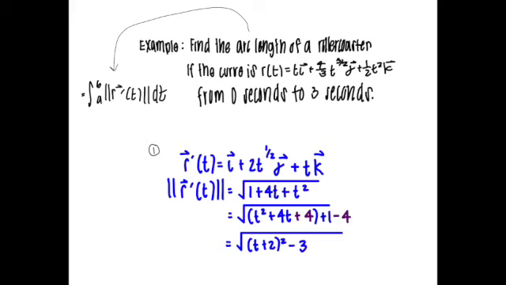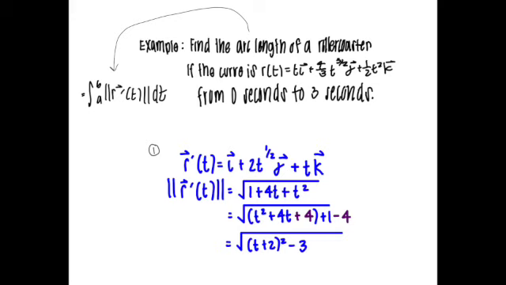Now we have just found the derivative of the curve, aka r prime of t, which is 1 times i plus 2 times t to the power of 1/2 in the j component plus t to the power of 1 in the k component. So because we know this information, we can move on to find the magnitude.